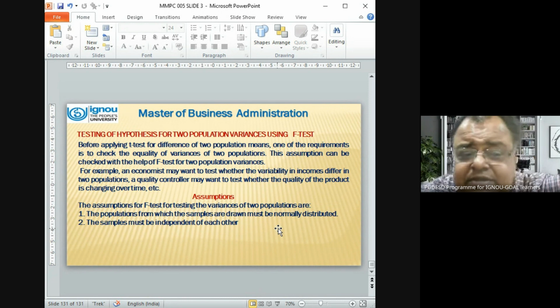And what are the assumptions? The assumptions of the F-test for testing the variance of two populations are: the populations from which the samples are drawn must be normally distributed, and the samples must be independent of each other.